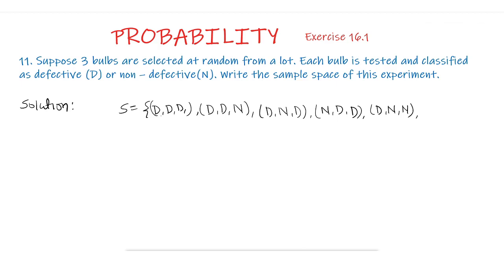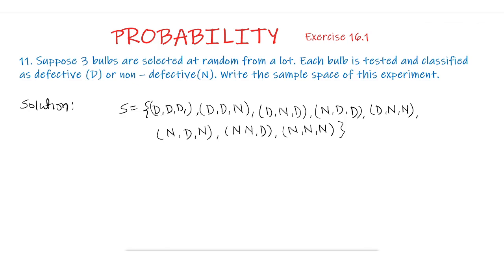Then our first bulb is defective, second bulb is not defective, third bulb is not defective. So our fifth element is DNN. Then first not defective, second defective, third not defective, which is NDN. Then first not defective, second not defective, third defective. So our element is NND. Then all three are not defective. So this is NNN.